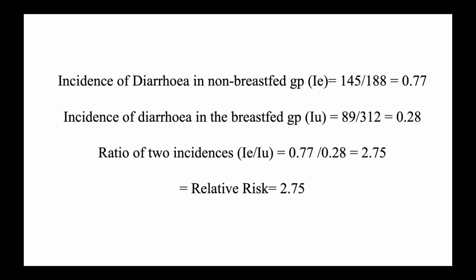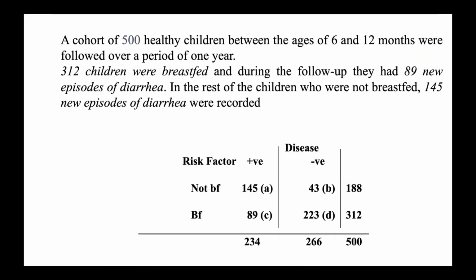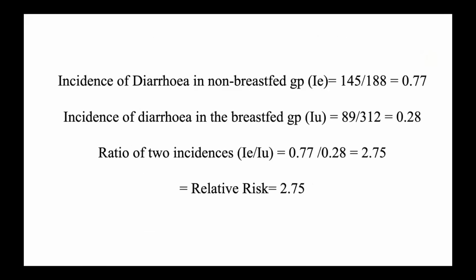Okay, sir. The formula was this: the exposed group risk divided by the unexposed. This is A over A plus B, divided by C over C plus D. So if you apply the same here, this is an example. 0.77 divided by... so in this way, the association is not stronger. No doubt it is greater than 1, but compared to our previous study, it is weaker.